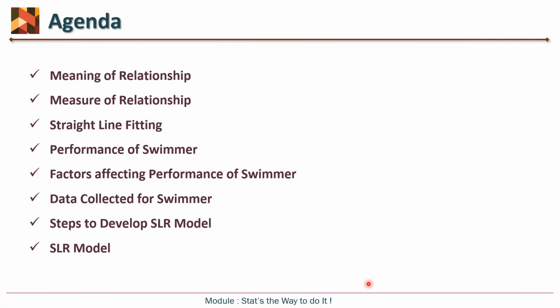So what is the meaning of relationship in data? How can the relationship be measured, so measure of relationship, then straight line fitting. Then we are here with one beautiful example of performance of a swimmer. So the entire lecture will be in context of swimmer performance, how it is measured, what are the relationships, and then in the concluding part, you will see the steps to develop the SLR model for measuring the swimmer performance.